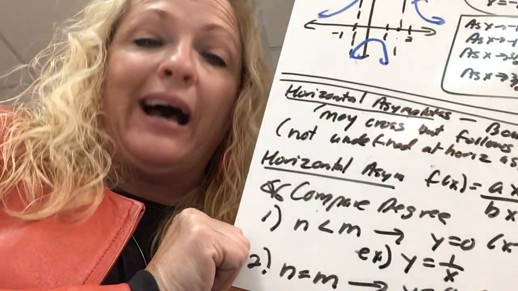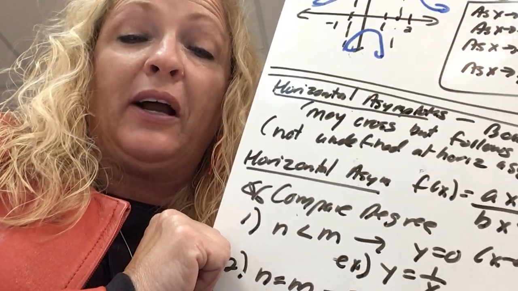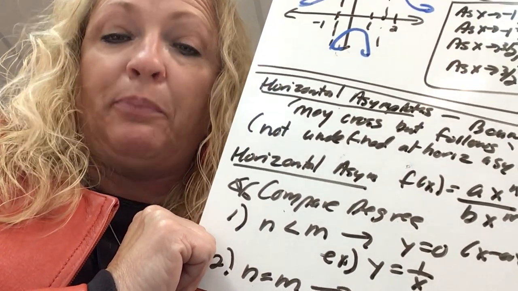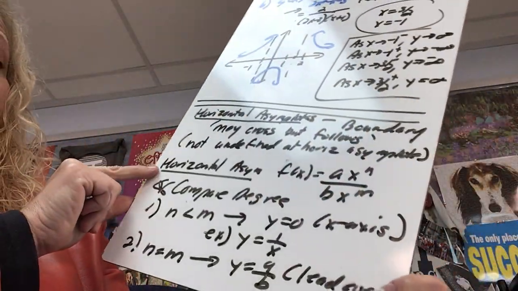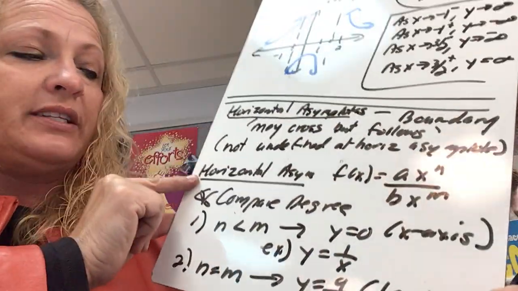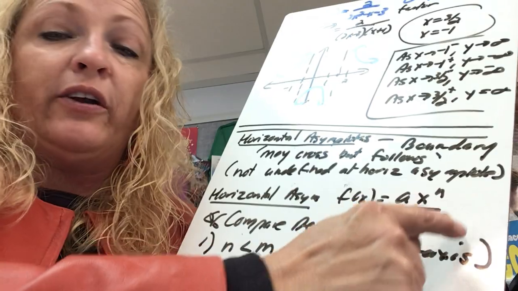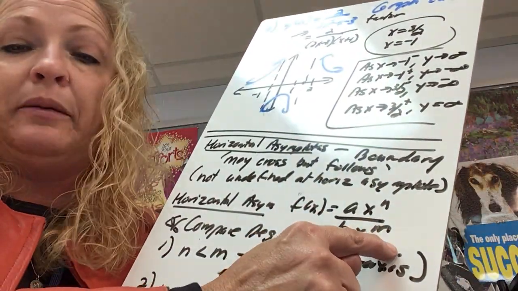For right now, I'm just going to tell you how to find the horizontal asymptotes. Later on in the year, I will prove to you why horizontal asymptotes are like limits, and we'll see the pattern as to why this works. So here's how you find the horizontal asymptote. You have polynomials, so you compare the degrees of the numerator and denominator. In other words, you take the highest exponent of each one and compare.